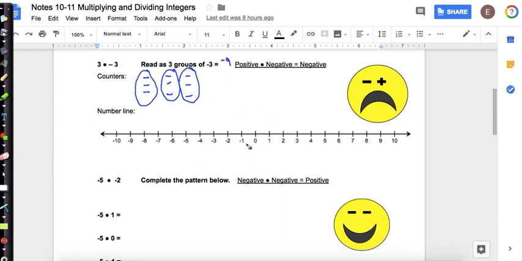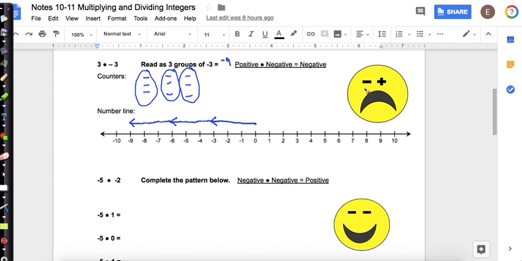Now I'm going to represent it on the number line. I'm going to start at 0, and I'm going to do 3 groups of negative 3. So there's 1, there's 2, there's 3. Notice my third arrow stops at negative 9, telling me that the answer is negative 9.